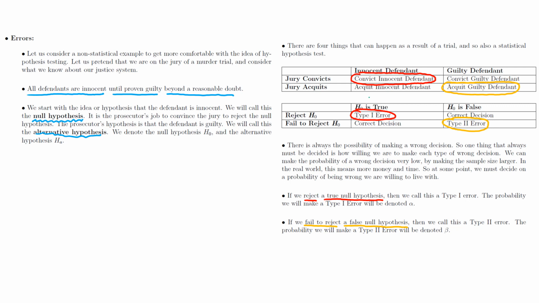So there are, of course, two other outcomes that could happen. We could acquit an innocent defendant. We definitely want to do that. And that would mean that we fail to reject the null hypothesis when, in fact, the null hypothesis was true. Or we could convict a guilty defendant, and that means that we did reject the null hypothesis, and the null hypothesis was, in fact, false. All right, so those, of course, are both correct decisions.